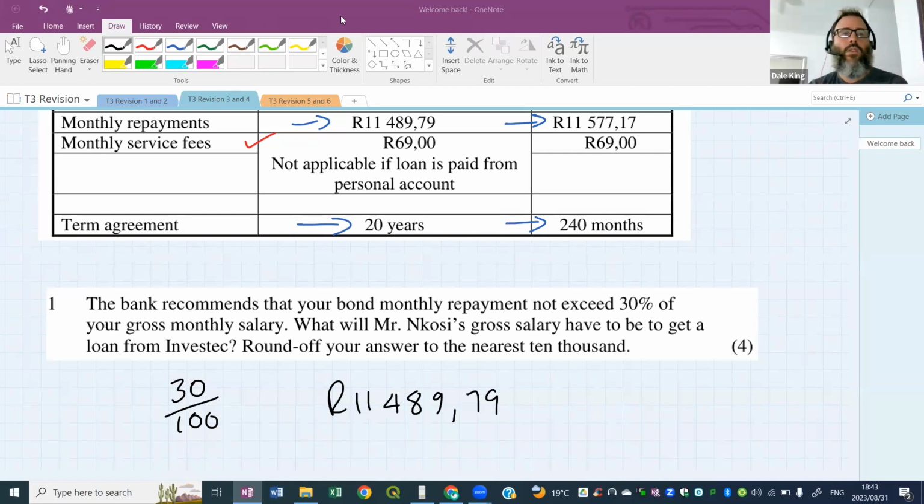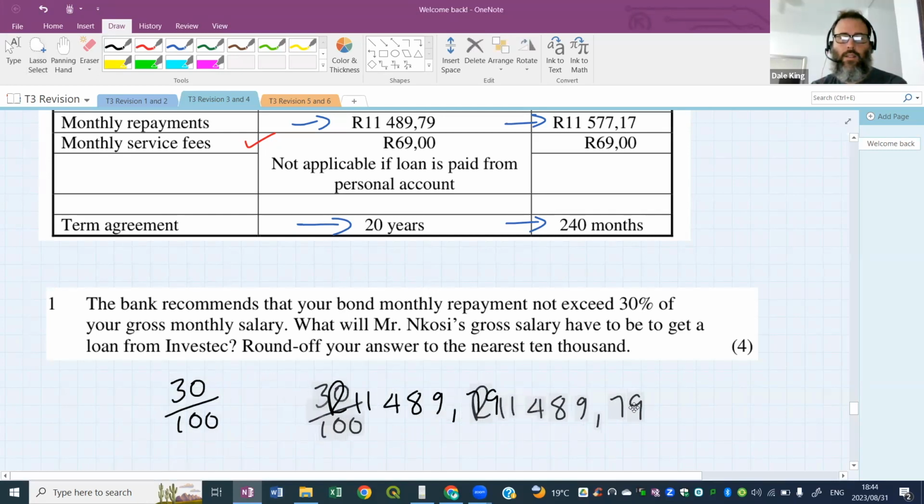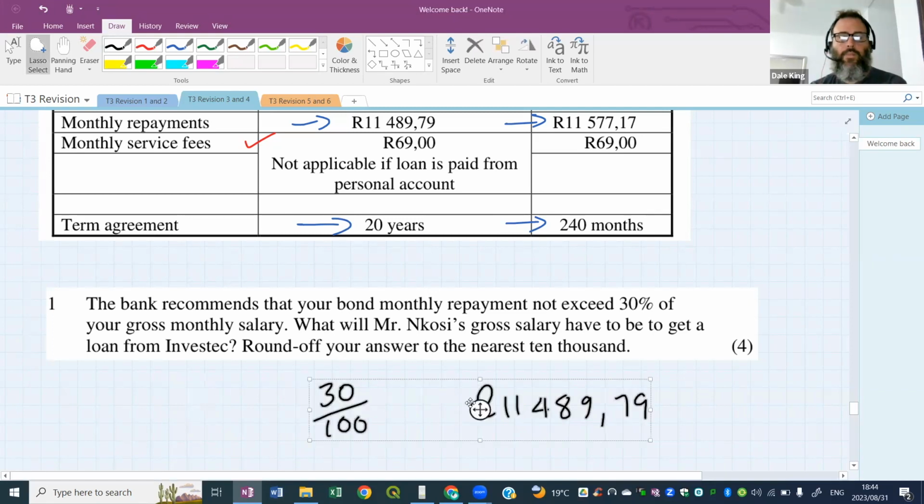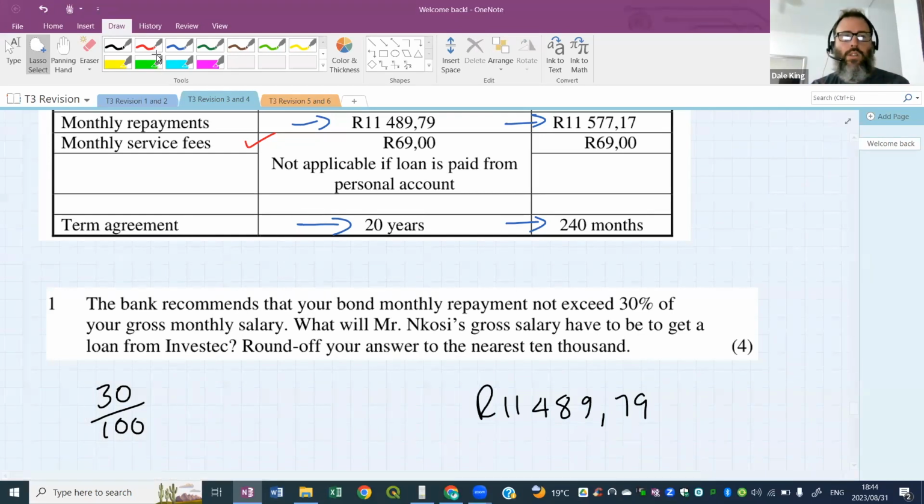Let me do it like this, and then you can tell me, guys, what I do with these things. All right, so I'm going to take this. I'm going to put it here. Let's read the question again. It says, the bank recommends that your bond monthly repayment, which is this 11,000 here, must not be more than 30% of your salary. Now you must be thinking, what is that answer of 30% of your salary? Because if we go over this, we're going to be in trouble.